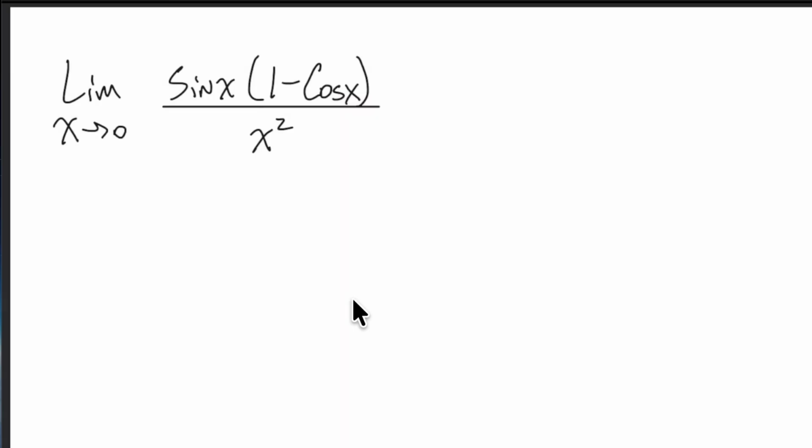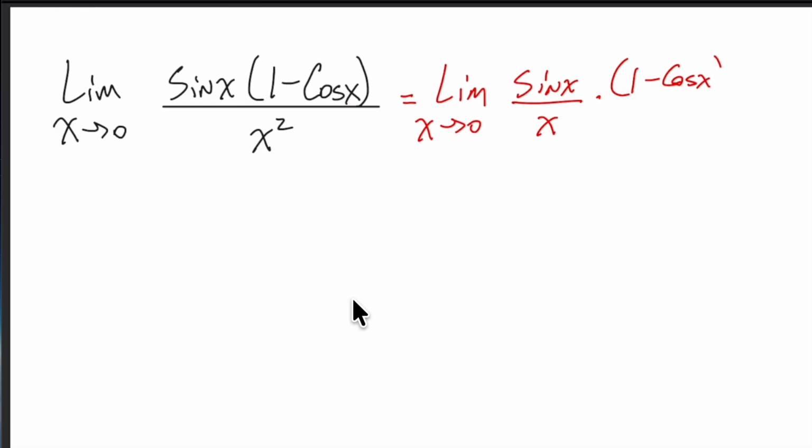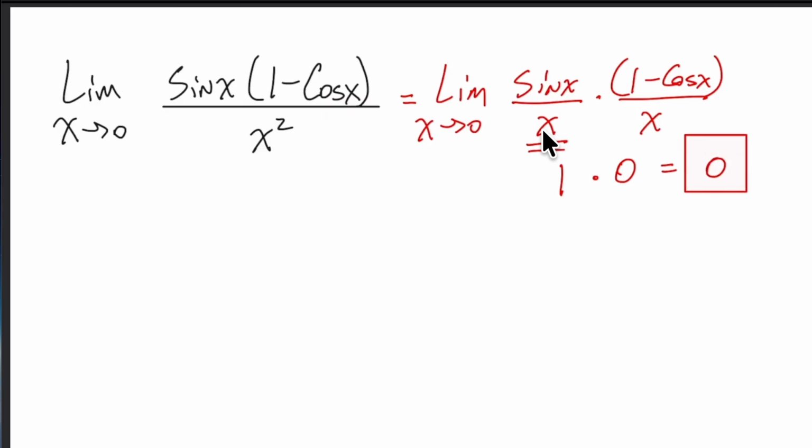Next, we have the limit as x approaches 0 of sine of x times 1 minus cosine of x divided by x squared. So we recognize this as 2 of the big 5 limits hidden in here. So first we're going to have sine of x over x times 1 minus cosine x over x. So the limit of this as x goes to 0 is 1. The limit of this as x goes to 0 is 0. Both of them big 5 limits, and the end result is 0.